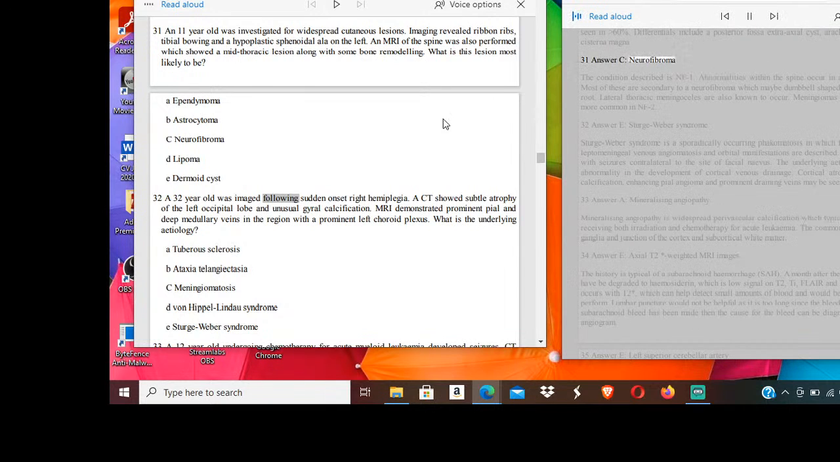31. Answer C, neurofibroma. The condition described is NF1. Abnormalities within the spine occur in about 60% of patients. Most of these are secondary to a neurofibroma, which may be dumbbell-shaped along an exiting nerve root. Lateral thoracic meningoceles are also known to occur. Meningiomas and ependymomas are more common in NF2.